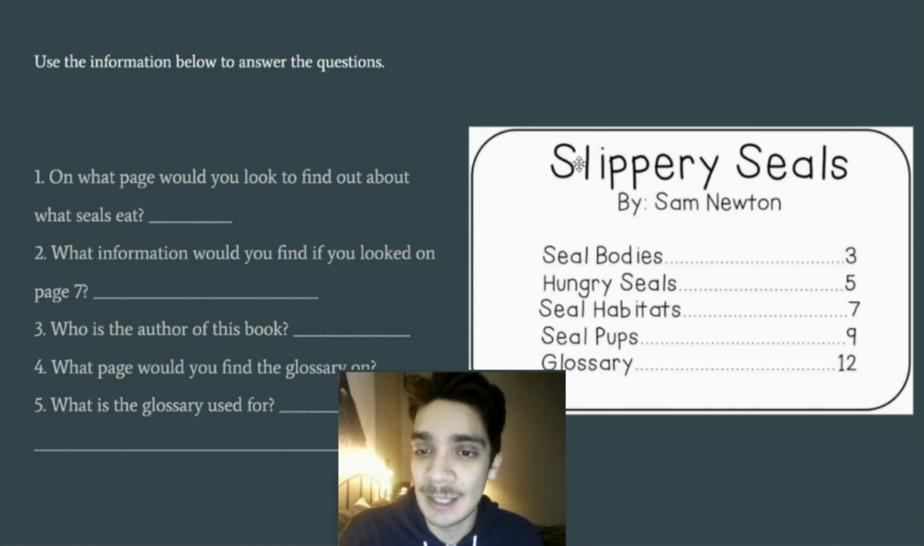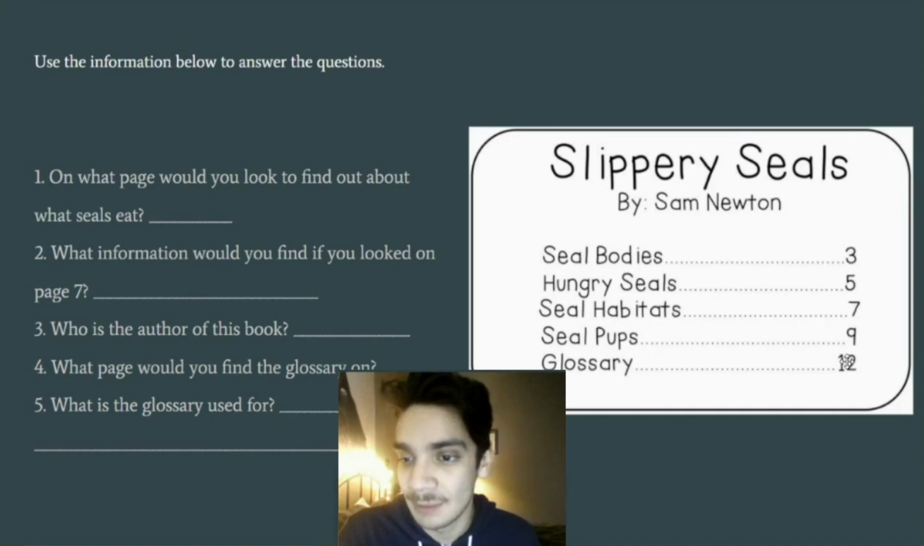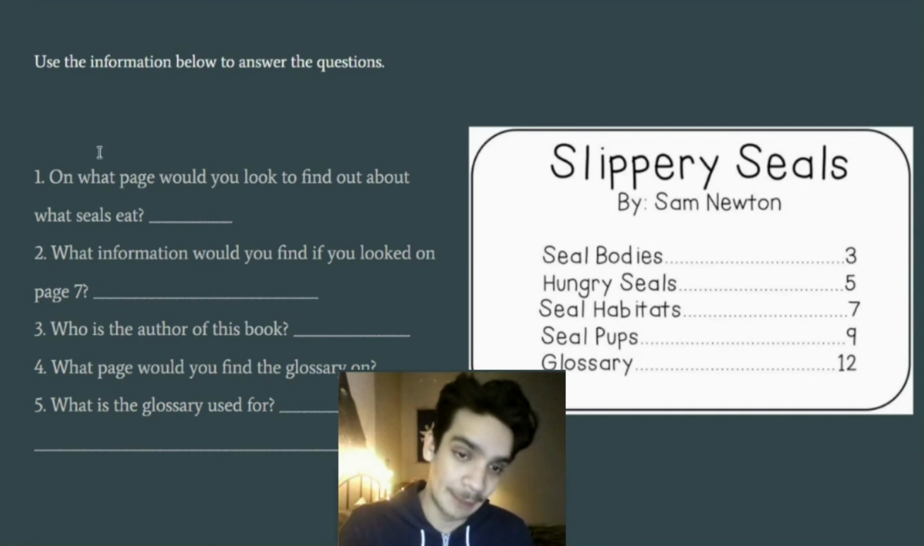So we can see that the name of this book is Slippery Seals by Sam Newton, and there are about 5 different sections located on these pages. So what? Seal bodies, hungry seals, seal habitats, and so forth. And where? Well, page 3, 5, 7, 9, and 12. So let's answer the first question together.